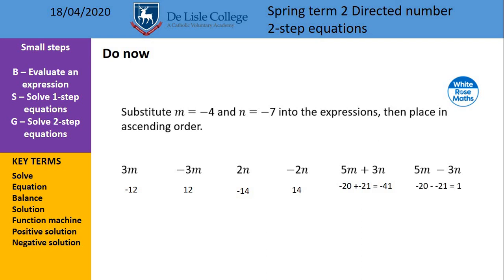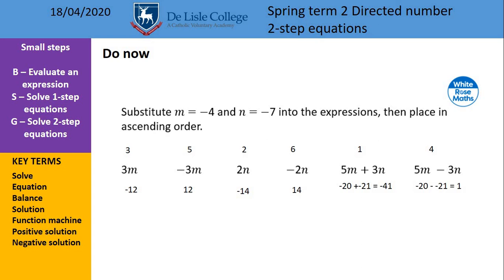And then the final one, when you're taking away a negative number, those two symbols next to each other mean an addition. So it's -20 plus 21, which gets us to 1. And then you simply have to rank them in ascending order. So smallest first, we've got -41, -14, -12. Then we've got 1, 12, and 14. Well done if you got those correct. Any mistakes there, just do some of those corrections for me as well.